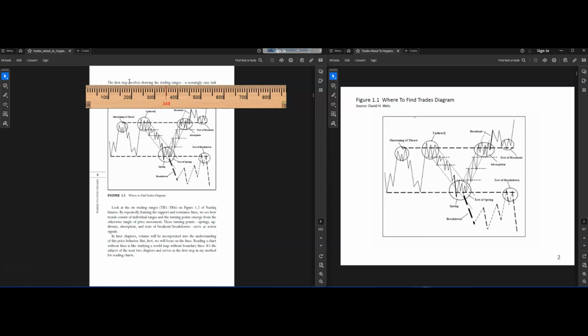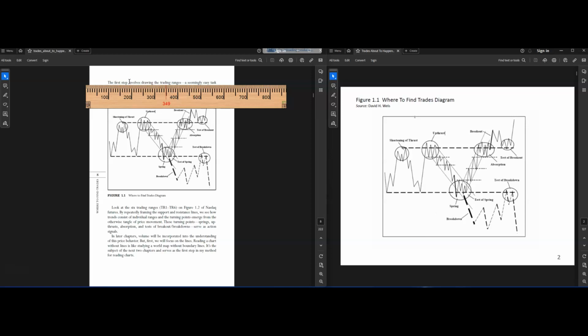What they'll do, for example, is just put on volume profile. Or they'll just put on market profile. Or they'll just look at an oscillator. Or they'll look for, I don't know, something or the other. But what I'm trying to explain to you is that the first step, as Weiss says, is drawing the trading range.